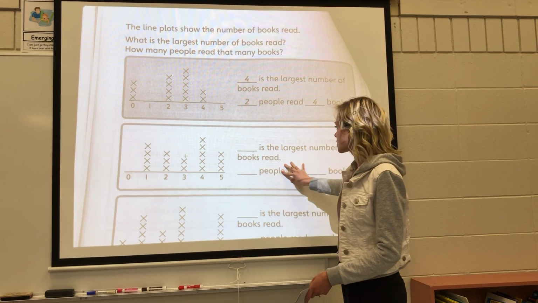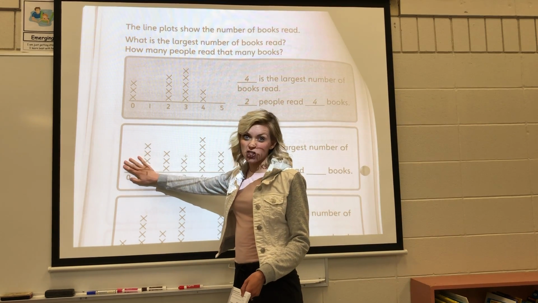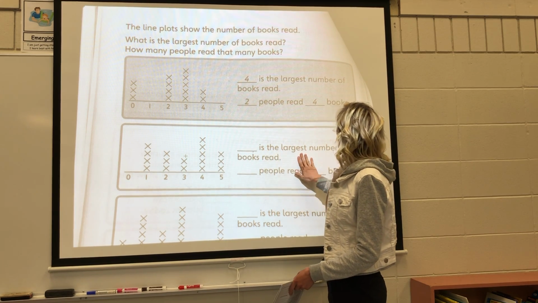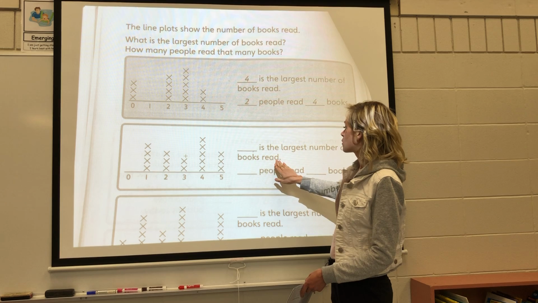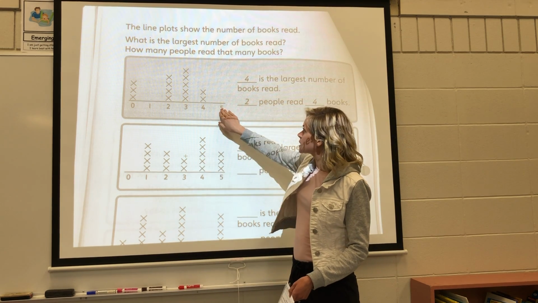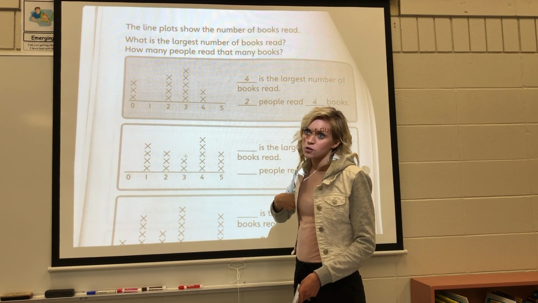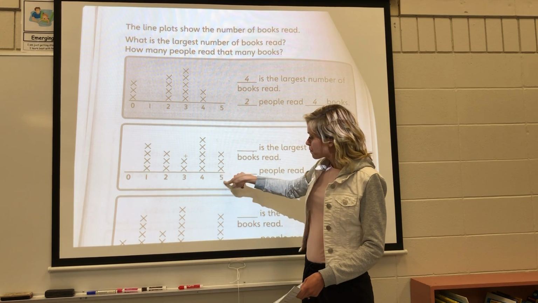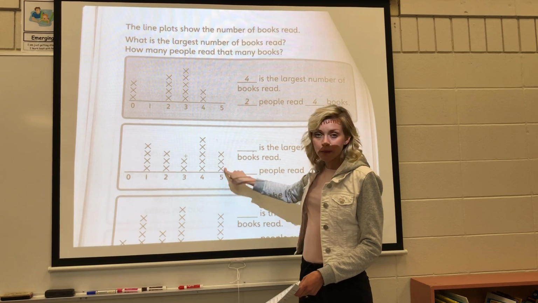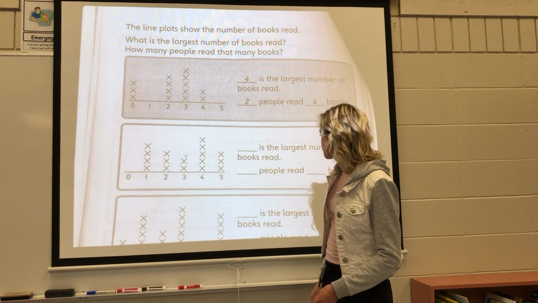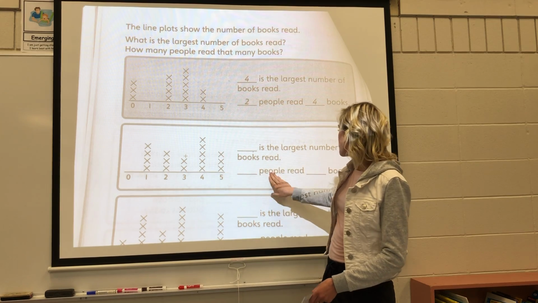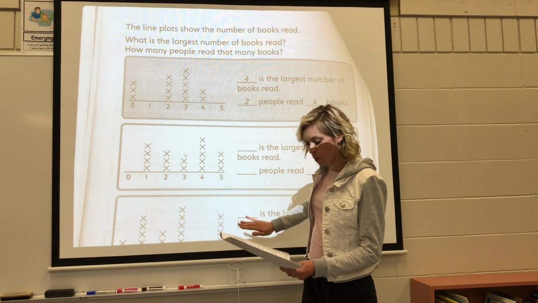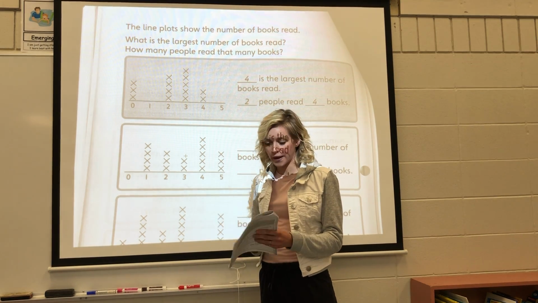All right, and then the same goes for the last 2. It's still about our books. But this time the graph has changed, so you need to look at the graph and answer the questions. So blank is the largest number of books read. So in this one, nobody read 5 books. So the largest number of books read was 4. But in this one, 5 books were read by 3 people. So you do 5. And then it would be when 3 people read those 5 books. All right? And then you've got one more that I'll let you do on your own, okay?